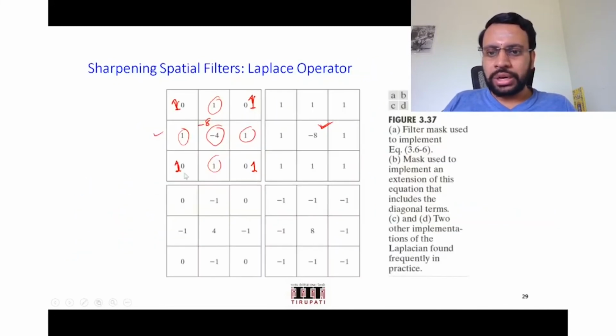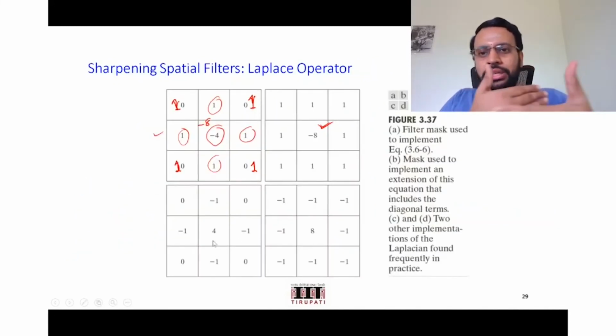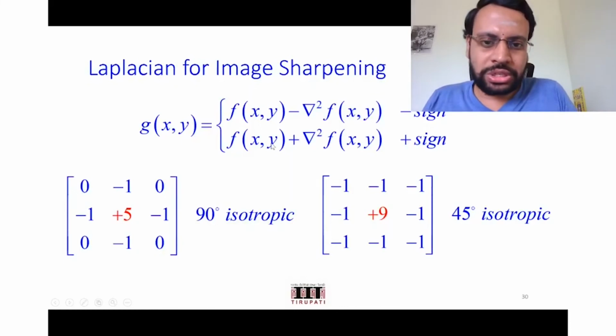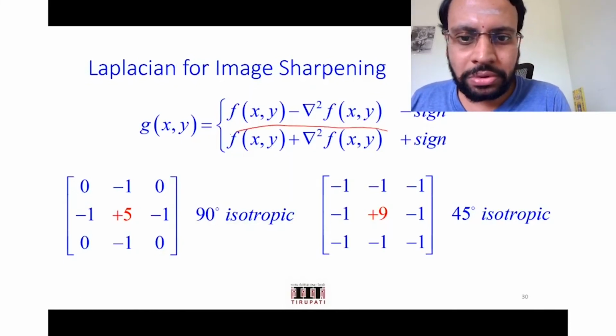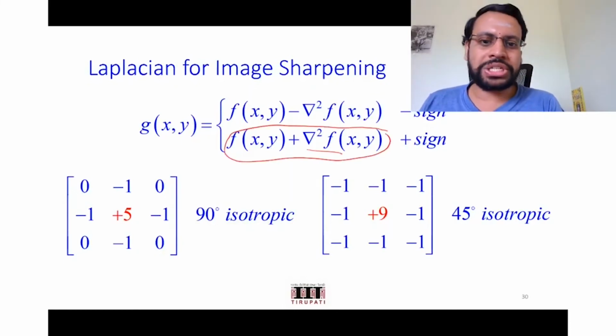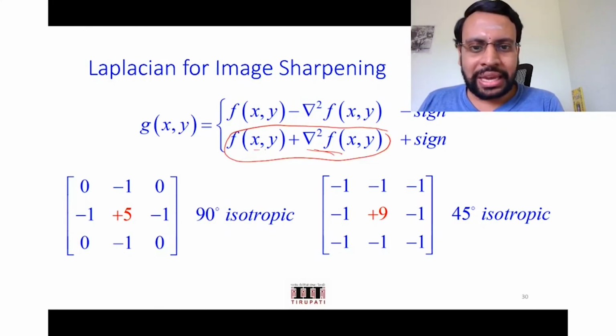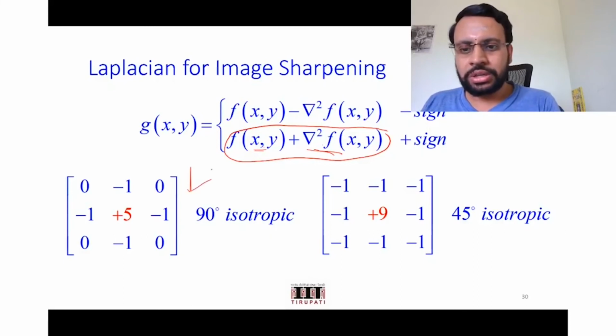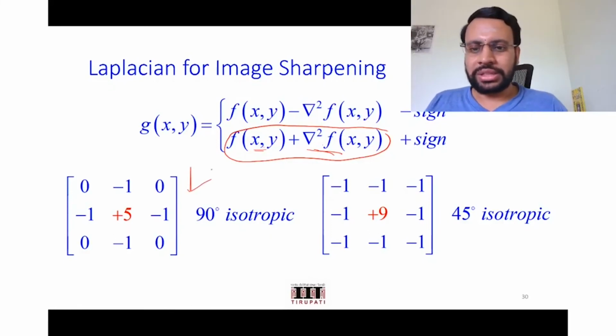And then you consider this, you add to that the original image. For the time being you just focus on this part. So you compute the Laplacian, and at the (x,y) pixel you just add it to the original intensity. So that's what the mask looks like.